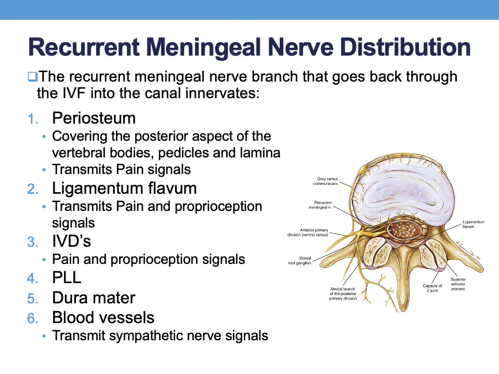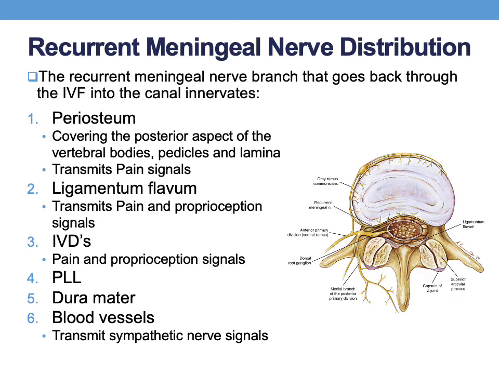The recurrent meningeal nerve branch that goes back through the IVF into the canal innervates the periosteum covering the posterior aspect of the vertebral bodies, the pedicles, and lamina, and it will transmit pain signals. It'll innervate the ligamentum flavum, which will transmit pain and proprioception signals. It innervates the interior aspect of the IVD, transmitting pain and proprioception signals.